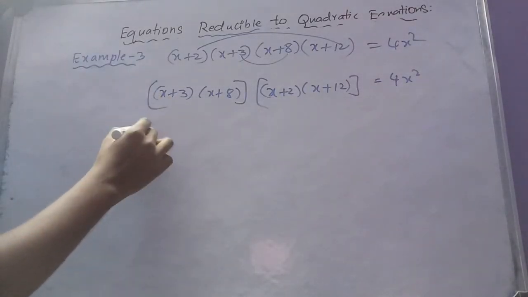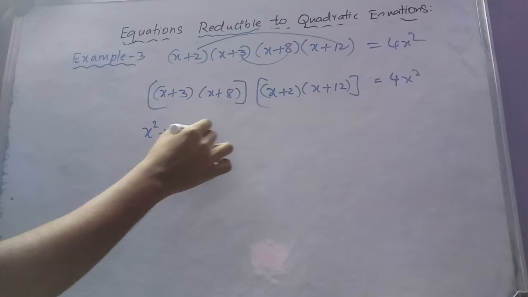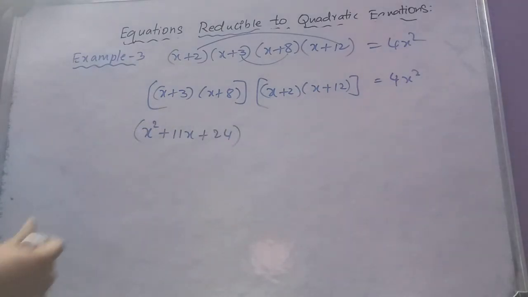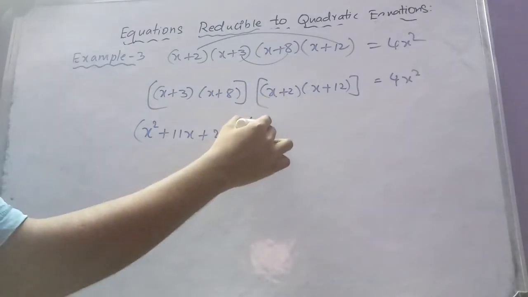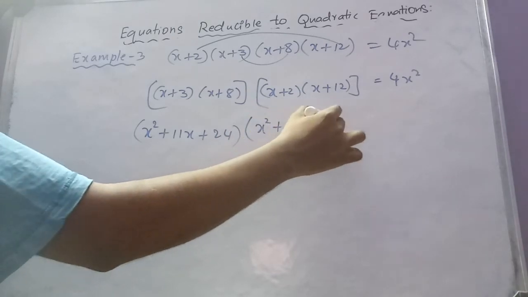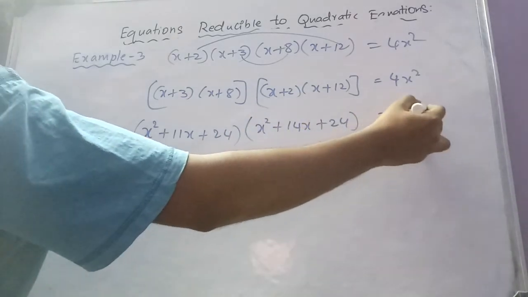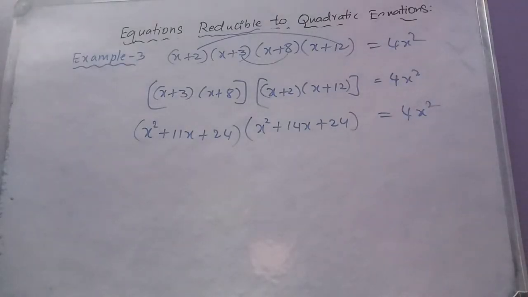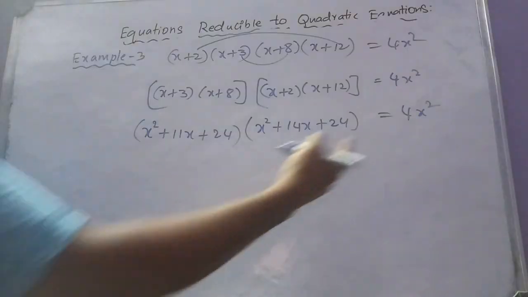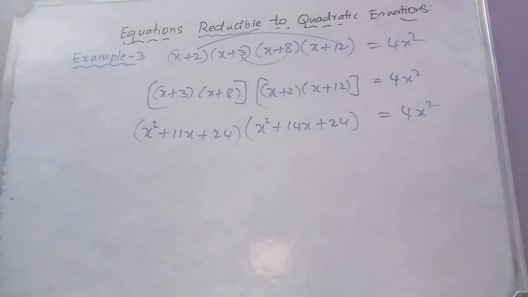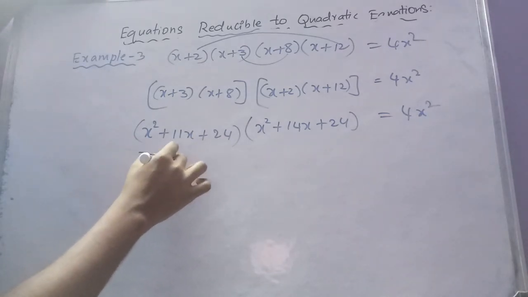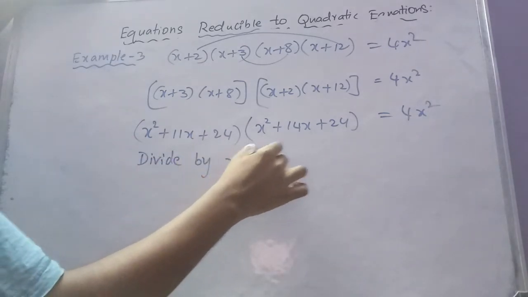Next, if you expand this, you will get x square plus 11x plus 24. Please expand it, it's easy. And if you expand this, you will get x square plus 14x plus 24 equal to 4x square. The role of this x square is to come to the left side. So that means let us divide with x square on both sides. Divide by x square on both sides.